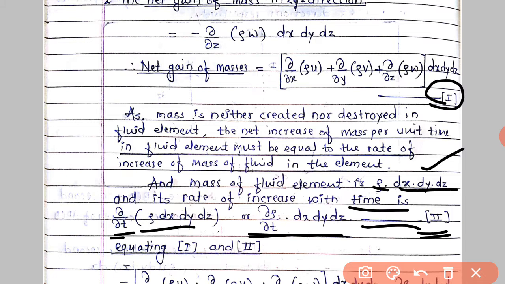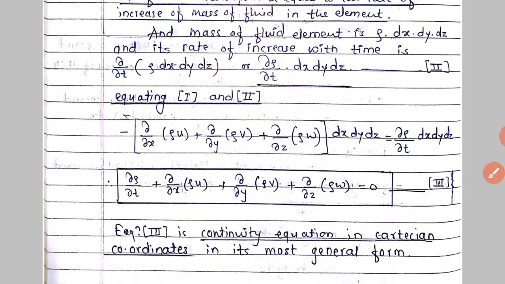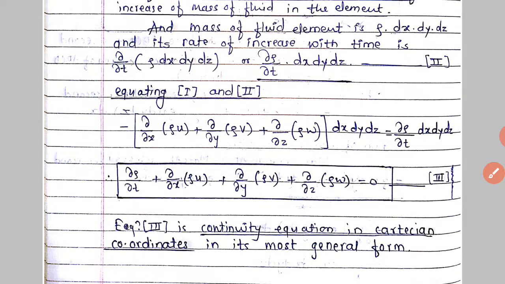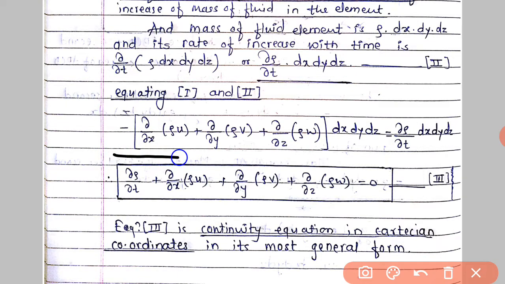Now we have to equate net increase of mass per unit time with rate of increase of mass in the fluid element. So by equating equation number 1 and equation number 2, we will get our continuity equation. So now equate those two equations here. This is our first equation and this is our second equation.